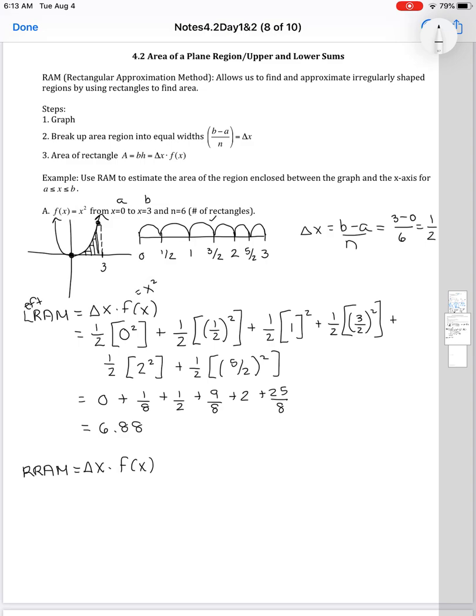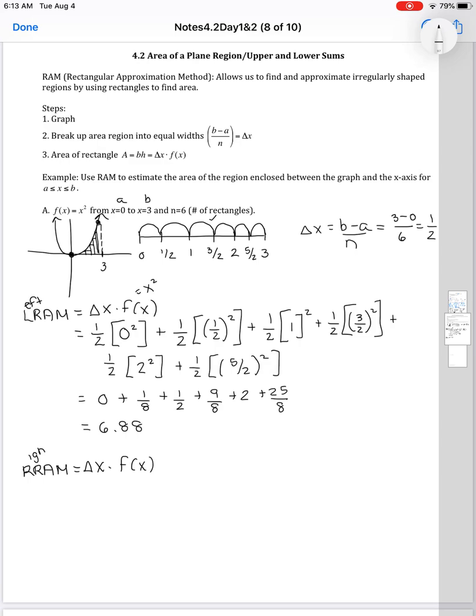Now what we're going to do is, again, it takes time to write it out. So just make sure, don't shortchange yourself. Don't do too much math in one step. I need to see the line where everything is subbed in, and then the numbers after it, and then the final answer for that. So now for RRAM, we're basically doing the exact same thing, except R stands for right.